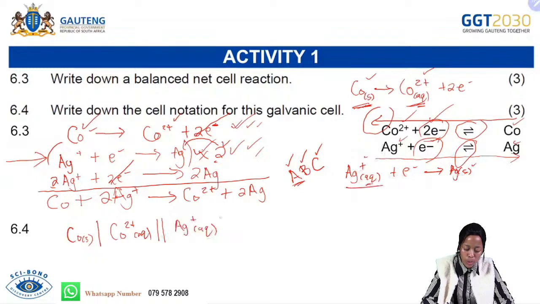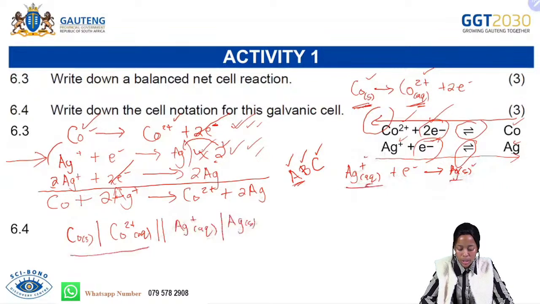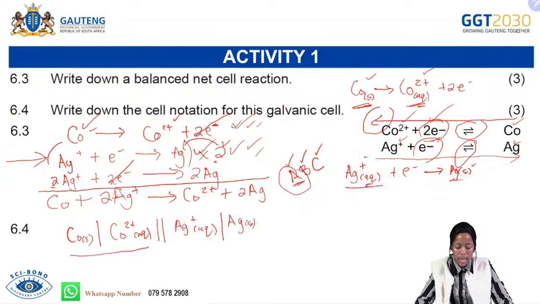Then next, what are we going to use? We are going to use a phase separator. Why a phase separator? We've got 2 different phases. One is aqueous, one is solid. So that's why we need to use a phase separator. So that is how you do the cell notation. Again, it consists of the anode, which is the letter A. It consists of the salt bridge, which is the double line, and then it consists of the cathode, which is on the right-hand side.